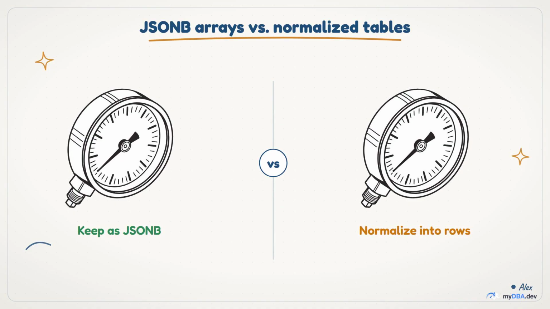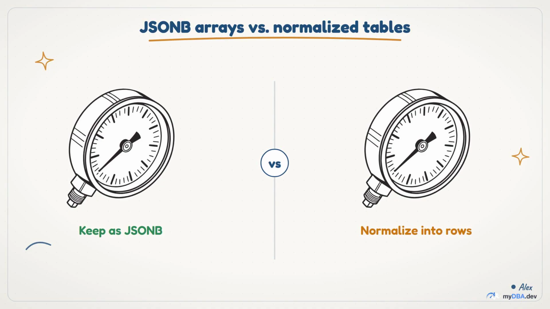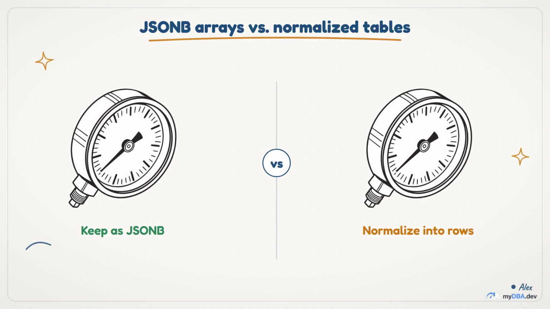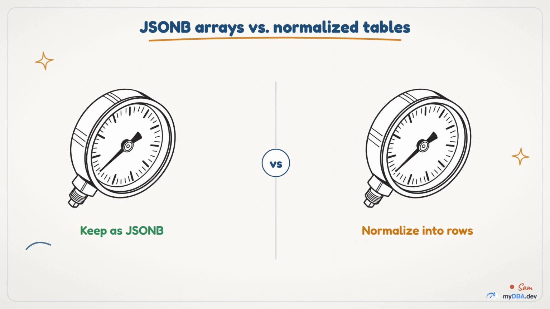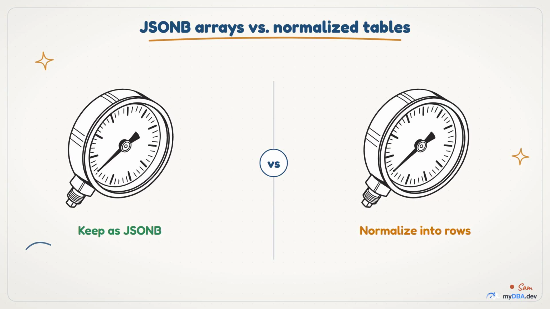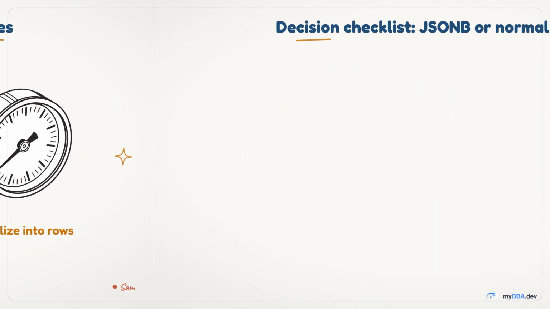Yeah. Rule of thumb. If you find yourself calling jsonb_to_recordset in every query, or you've got a GIN index and it's still slow, that's a signal to normalize. And you can always do a hybrid. Keep a summary JSONB for fast reads, but also write the critical fields into a real child table for complex queries. Best of both. Here's a quick checklist.